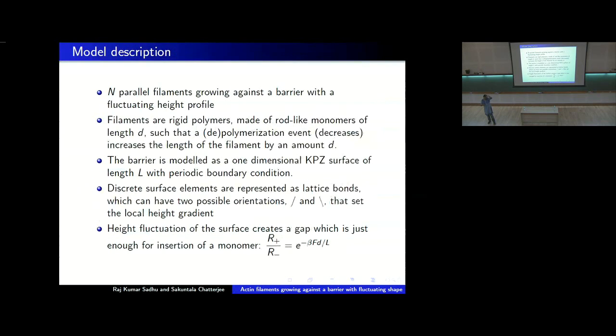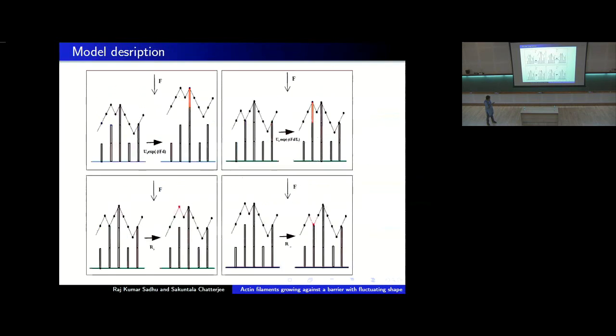There is a load acting on the system from the opposite direction. That's why we are expecting the height fluctuations won't be symmetric. So this is the model. We just model the actin filaments by rigid rods, which are made of monomers. And this is the barrier, which we model like it's a KPZ surface. And there is a force acting on it in this direction.